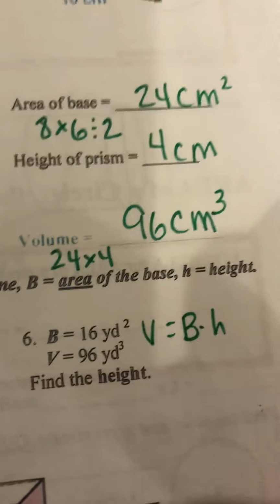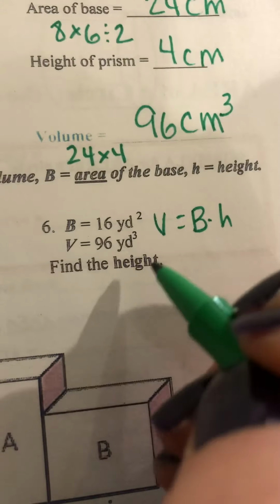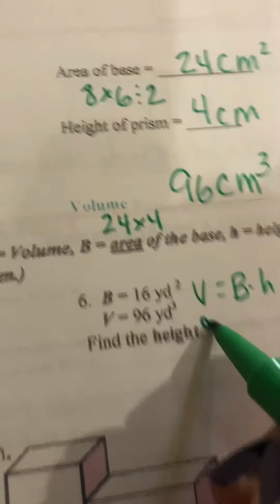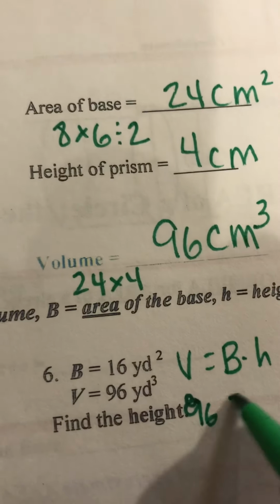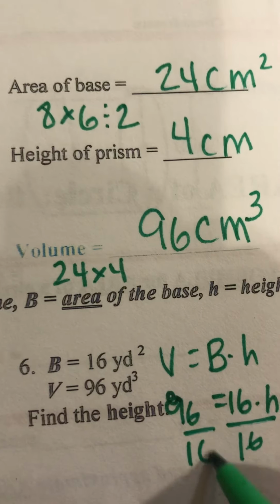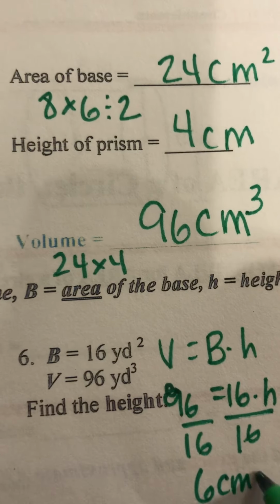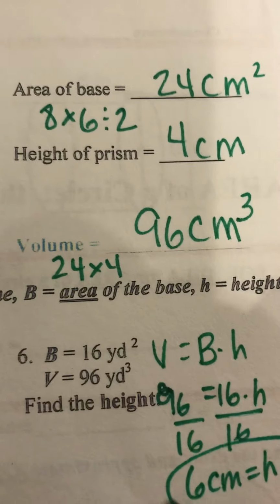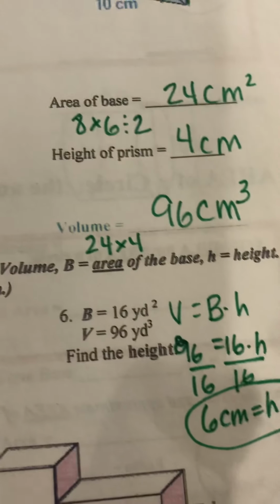Number 6, volume is area of the base times height again. And now the volume is 96. Area of the base is 16. Find the height. Notice I dropped the units out, and then I'll add them back in at the end. Now I know that it's 6, and height is plain units, so just 6 centimeters.